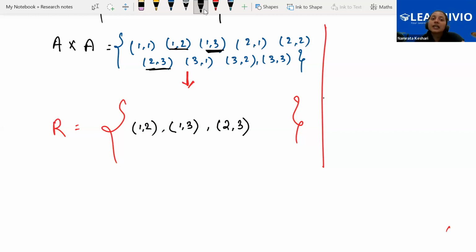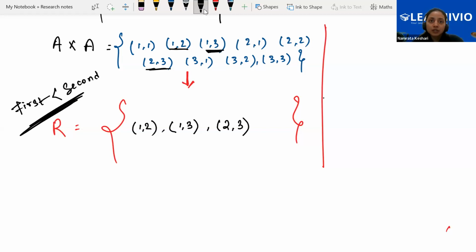So these three ordered pairs will be there, where the first element in our ordered pair is smaller than the second one. If this condition is applied, if this relation is given, then we are not allowed to take all the possible ordered pairs.